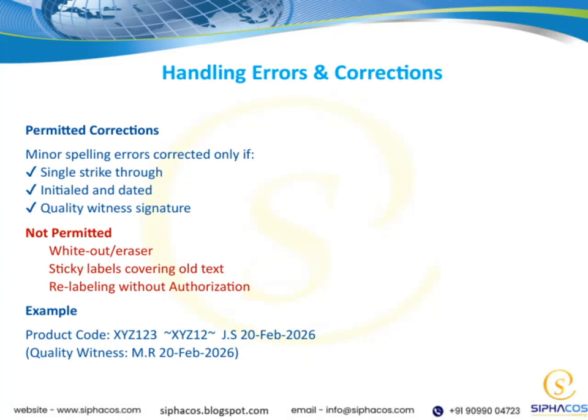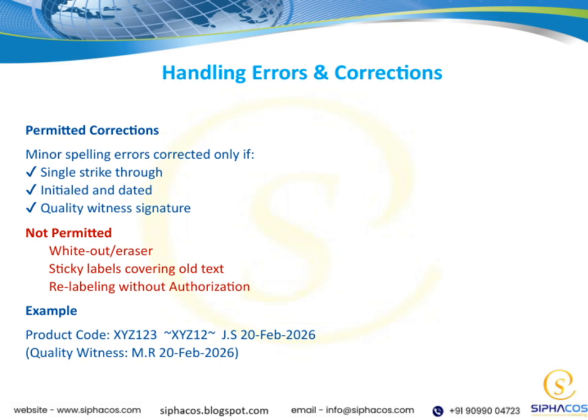Let's talk about handling errors and corrections. When it comes to permitted corrections, the key is that any minor spelling errors should only be corrected if they meet specific criteria. For example, you can make a correction if there's a single strike-through, and the correction is initialed and dated with a quality witness signature. This ensures accountability and maintains the integrity of the documentation.